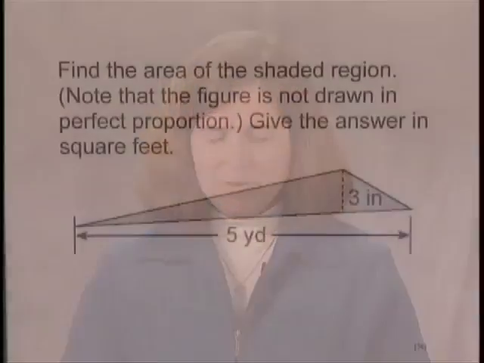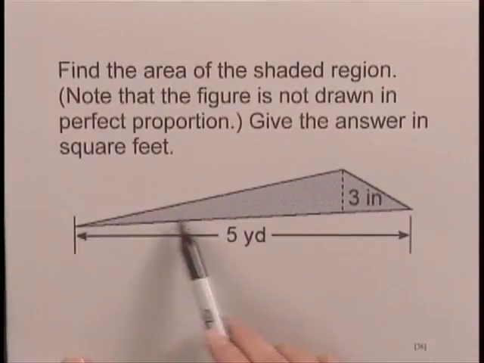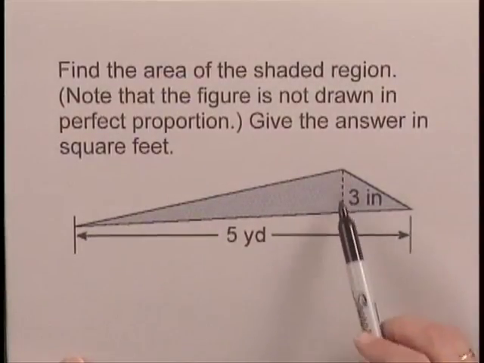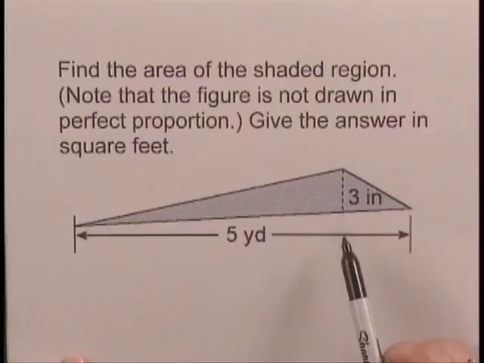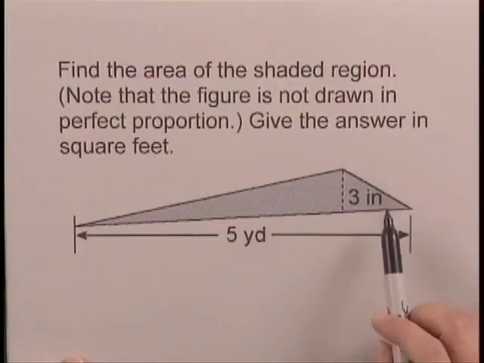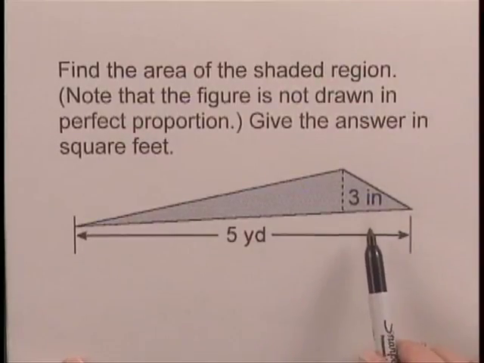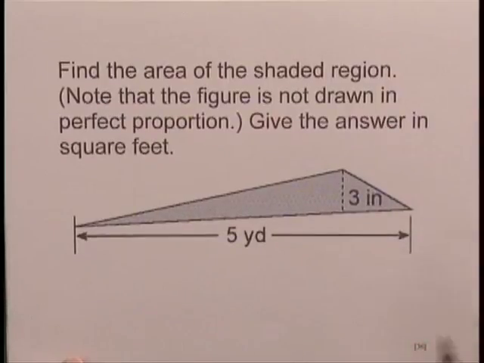Let's find the area of this shaded region. The shaded region is a triangle. The base of the triangle is 5 yards, and the height is 3 inches. Note that the figure is not drawn in perfect proportion. We're asked to give the answer in square feet.